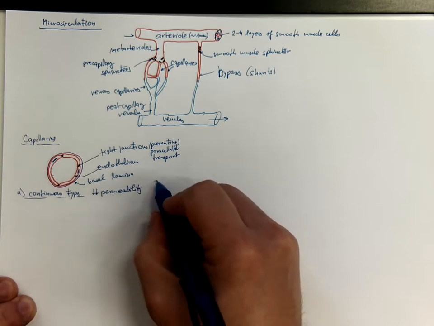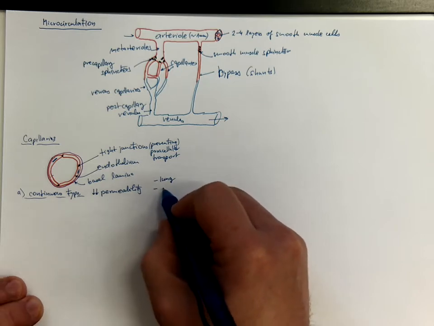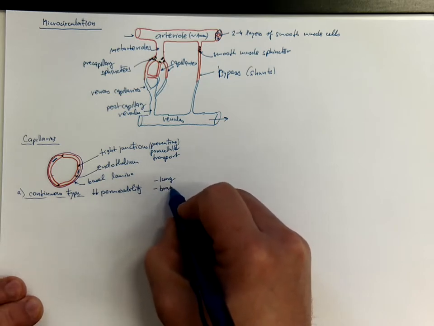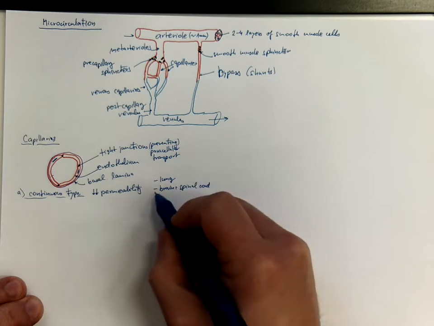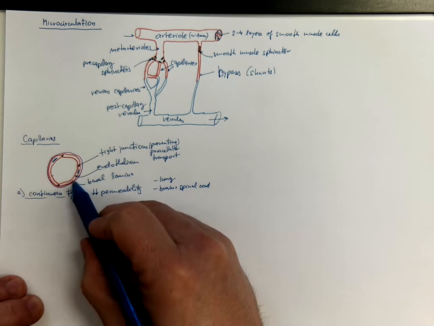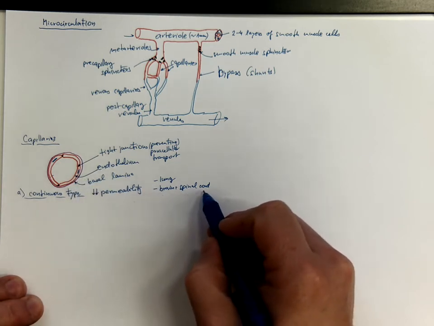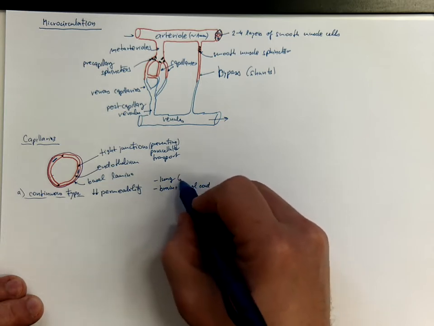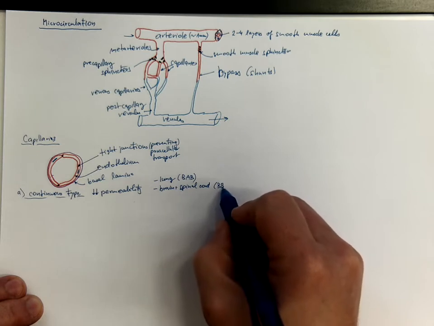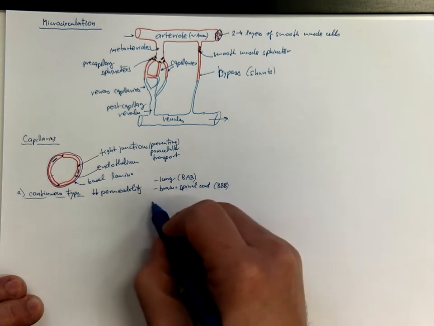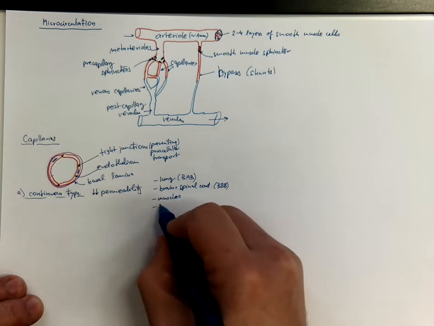It occurs in lungs. It occurs in brain and spinal cord. In lung, it's part of the blood-air barrier. In brain and spinal cord, it's part of the blood-brain barrier. So the blood-air barrier, and here the blood-brain barrier. It also occurs in muscles and in exocrine glands.